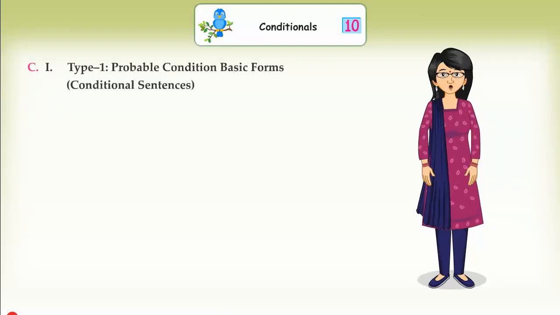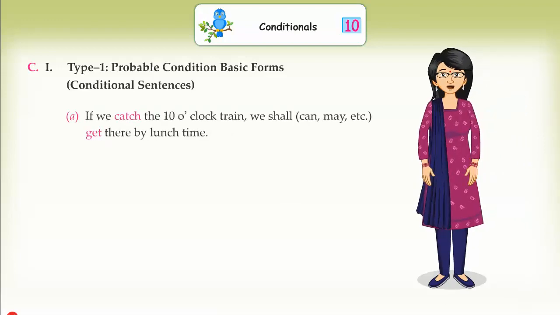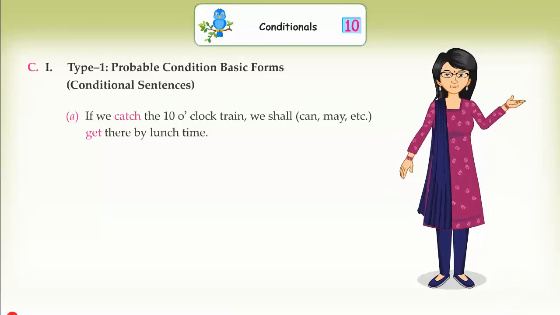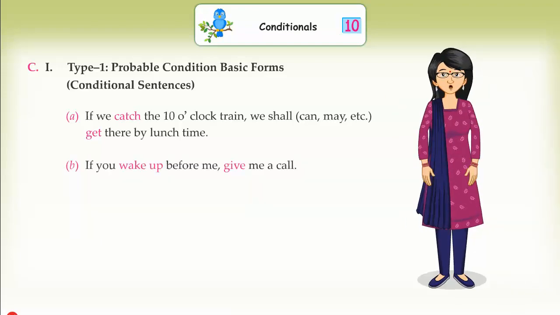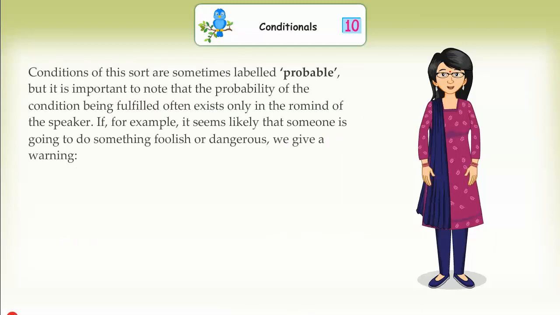C. First, type 1, probable condition, basic forms of conditional sentences. A. If we catch the 10 o'clock train, we shall, can, may, etc. get there by lunchtime. B. If you wake up before me, give me a call. In these sentences, the conditional clauses represent open conditions, that is, conditions that may or may not be fulfilled. Conditions of this sort are sometimes labeled probable, but it is important to note that the probability of the condition being fulfilled often exists only in the mind of the speaker.